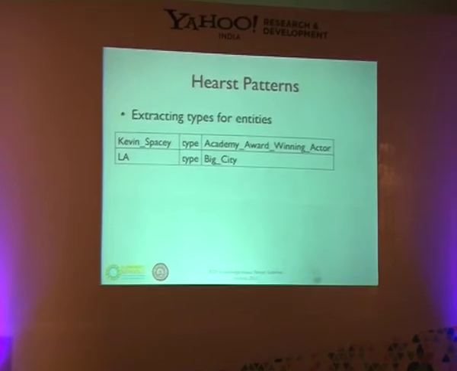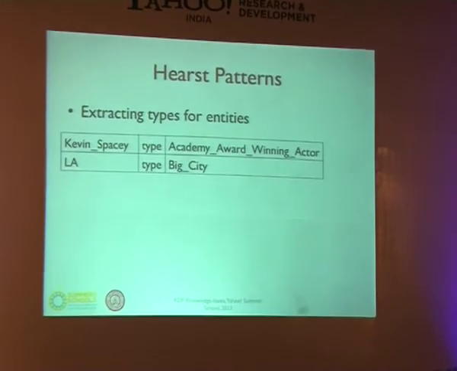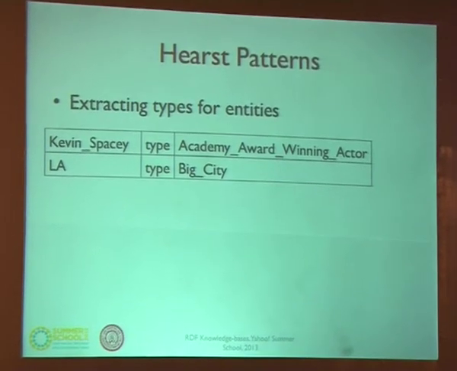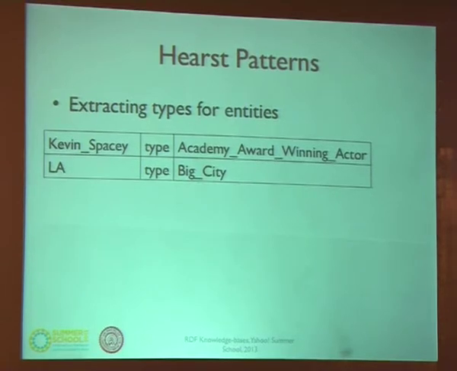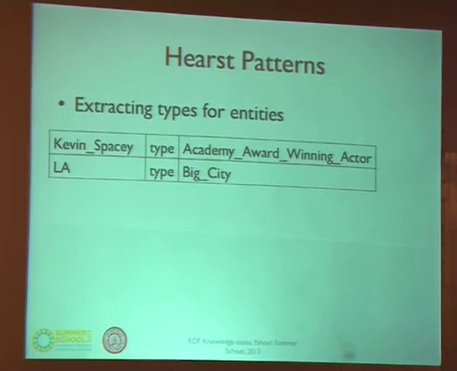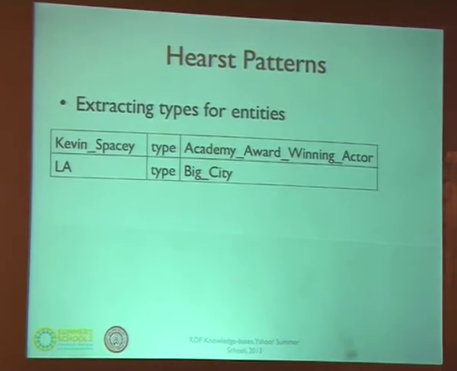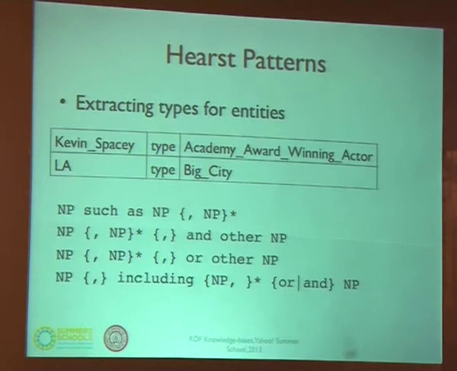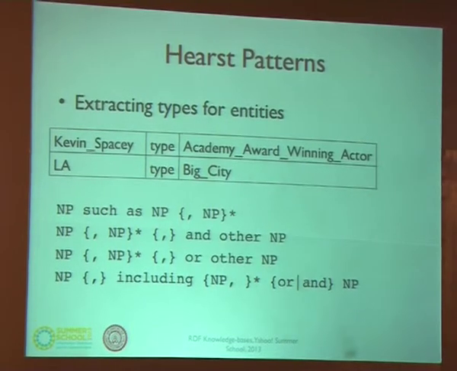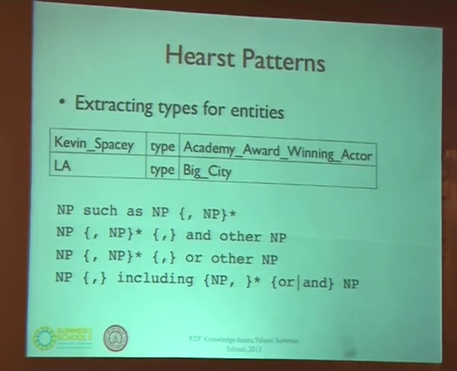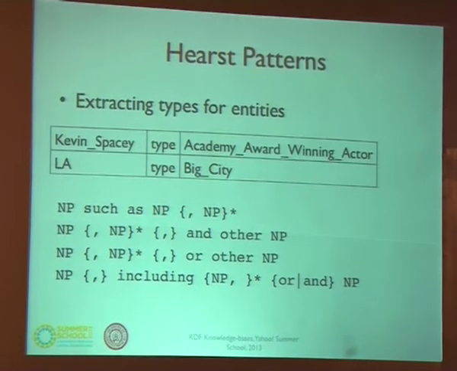So the point of this is that we want to extract things like Kevin Spacey type Academy Award-winning actor, because Kevin Spacey is an Academy Award-winning actor, and LA is a big city, things like that. So we want to extract these. So what she proposed is to look for a bunch of patterns. These are the Hearst patterns, and they look something like this, okay? So NP stands for noun phrase, and "such as" is an actual literal that you have to match in the sentence.